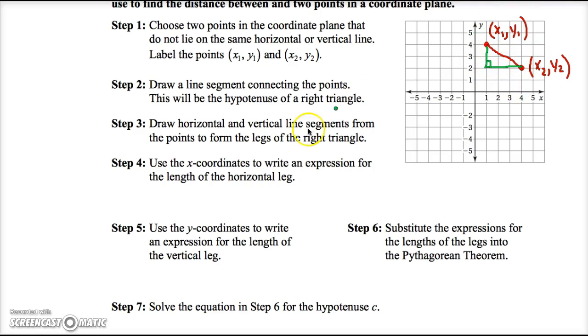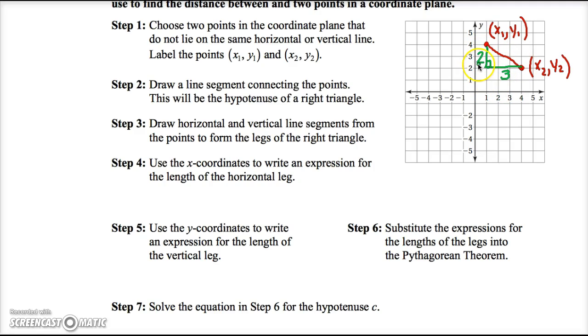Now, step 4 says use the x coordinates to write an expression for the length of the horizontal leg. So horizontal, okay, basically all we're doing is counting how long this segment is. So 1, 2, 3. This would be 3 units. And step 5, do the same thing for the vertical. This would be 1, 2. Okay, so finding that 2 and 3 was just simply counting how long each segment was.